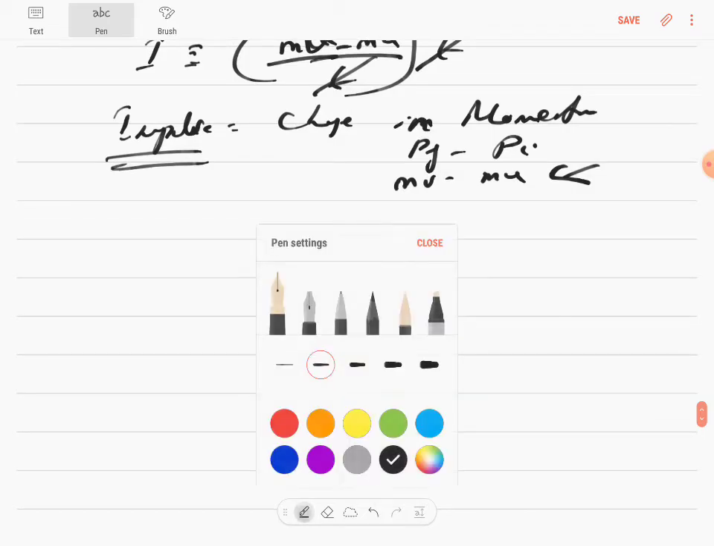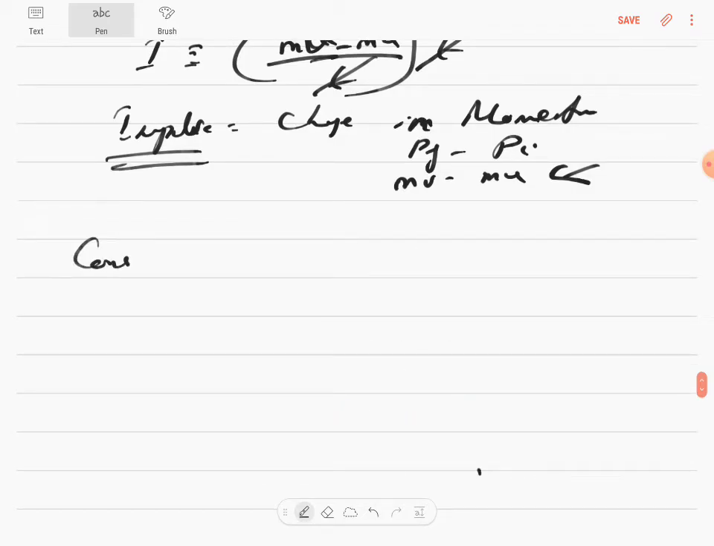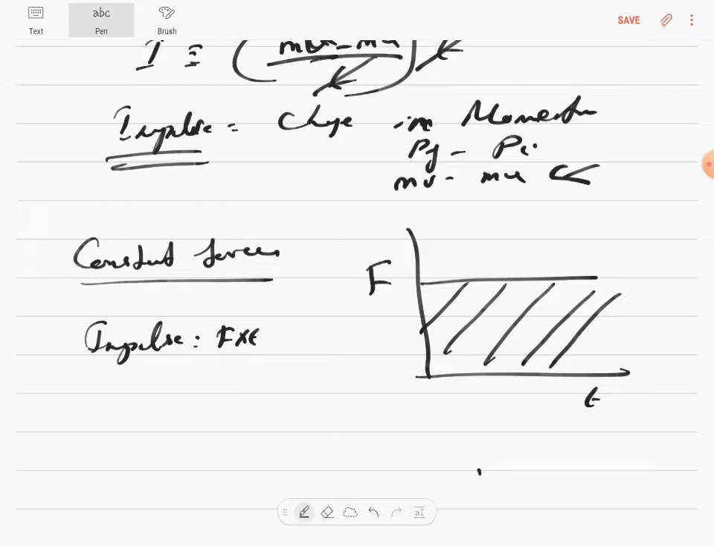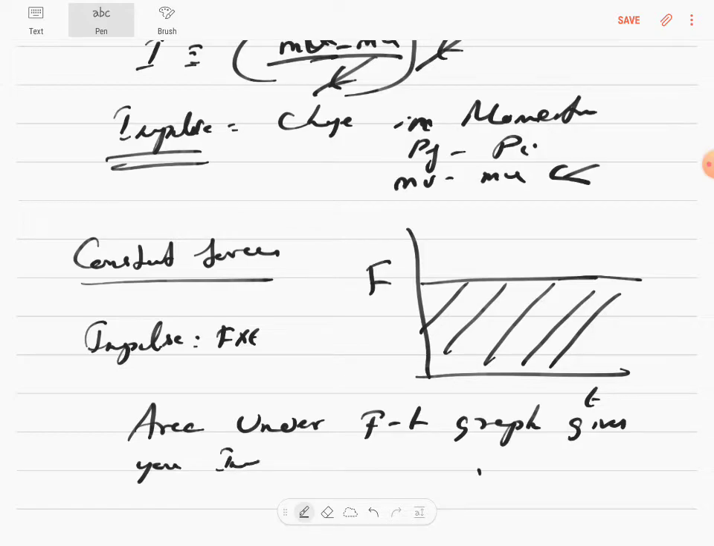And I'm going to talk about supposing a constant force is applied. A constant force is applied. Okay, the impulse will be just force into time. This is the force graph against time, and impulse itself is force into time, which is merely the area under this rectangle. Force into time is the area under the graph. So the area under a force-time graph gives you what? Impulse. Because force into time is impulse.